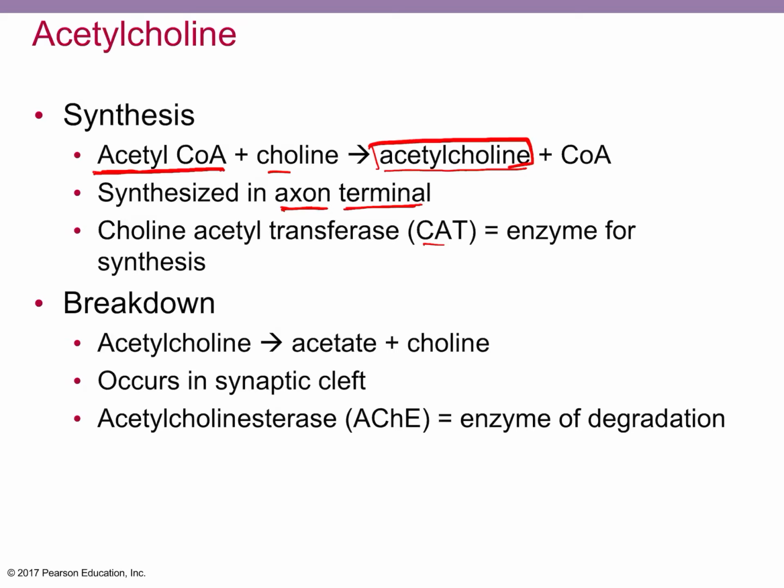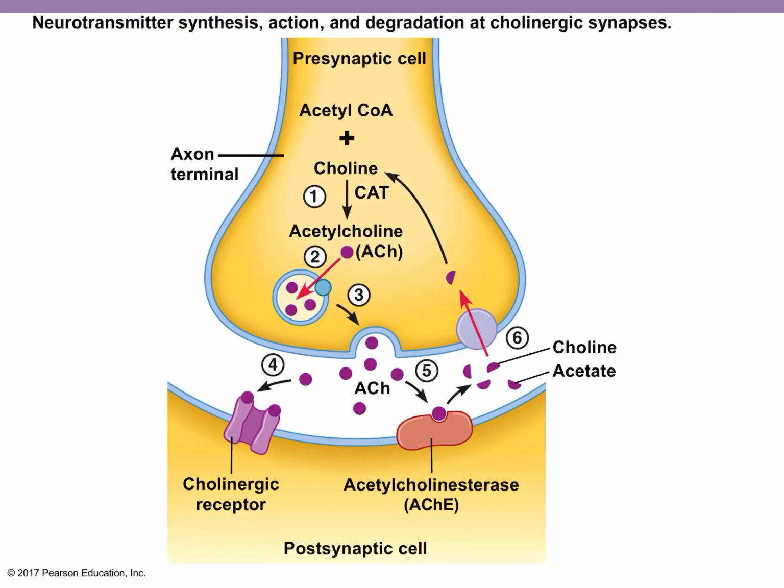And when acetylcholine is broken down, the enzyme that does that is called acetylcholinesterase, and it occurs in the synaptic cleft. What happens is you break it down again to, well, actually the precursor is not the same. Acetylcholine becomes acetate and choline. So let's take a look at this picture of the process. Here's our acetyl-CoA and choline. This is driven by the enzyme CAT. We get acetylcholine, which is then stored inside of our vesicles.